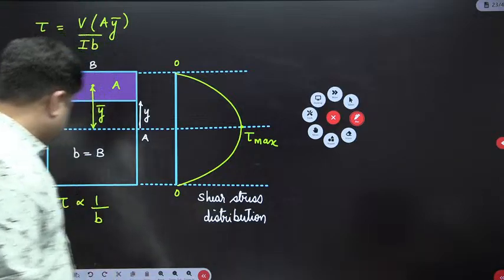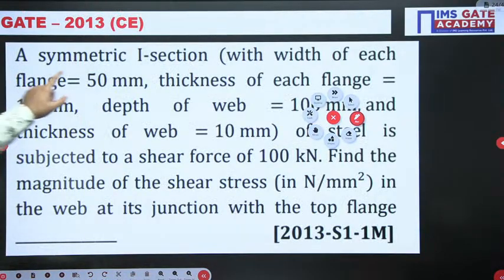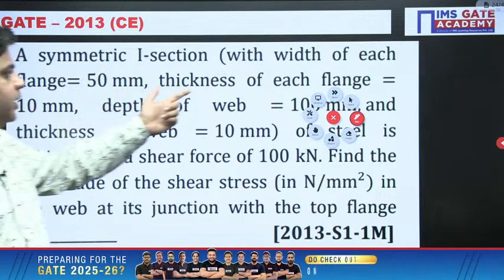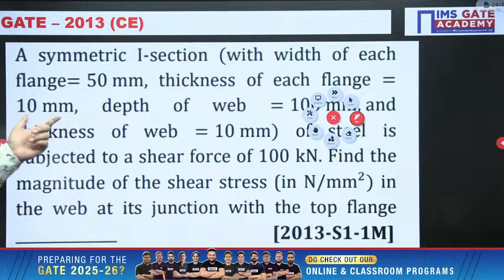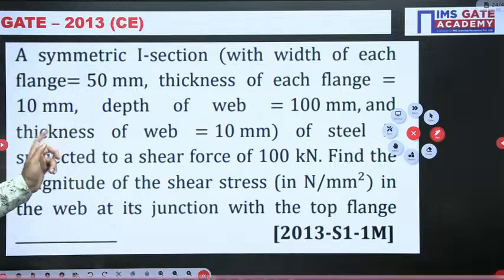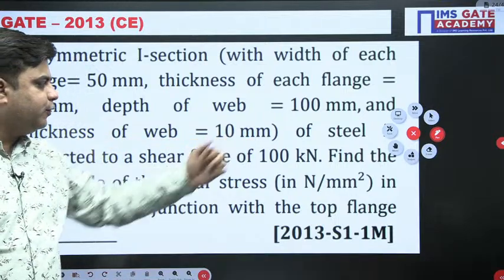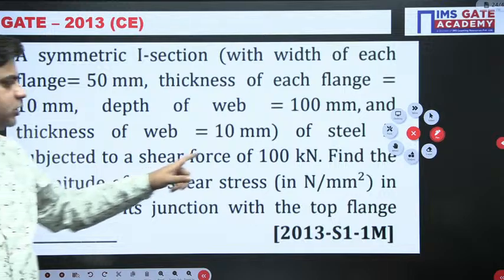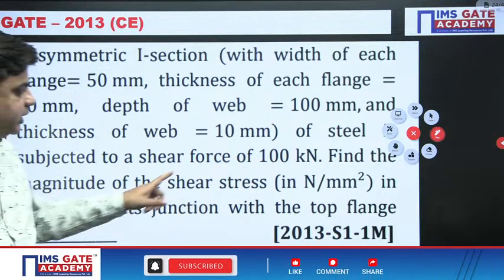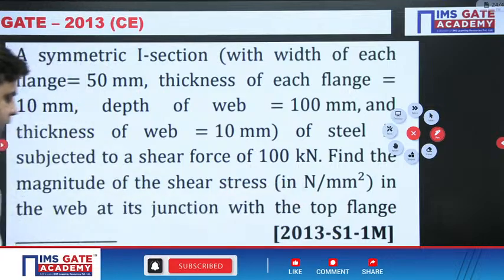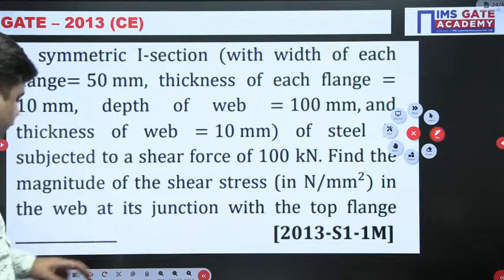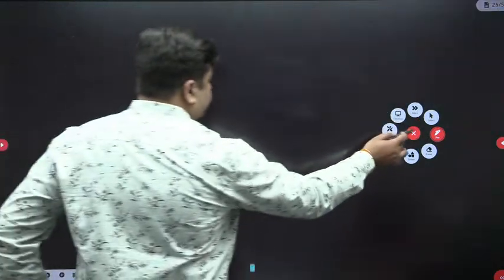Here is one question which says that a symmetric I section with width of each flange 50 mm, thickness of each flange 10 mm, depth of web 100 mm, and thickness of web 10 mm, of steel, is subjected to a shear force of 100 kilonewton. Find the magnitude of the shear stress in Newton per mm square in the web at its junction with the top flange. So first of all, let's draw this I section.